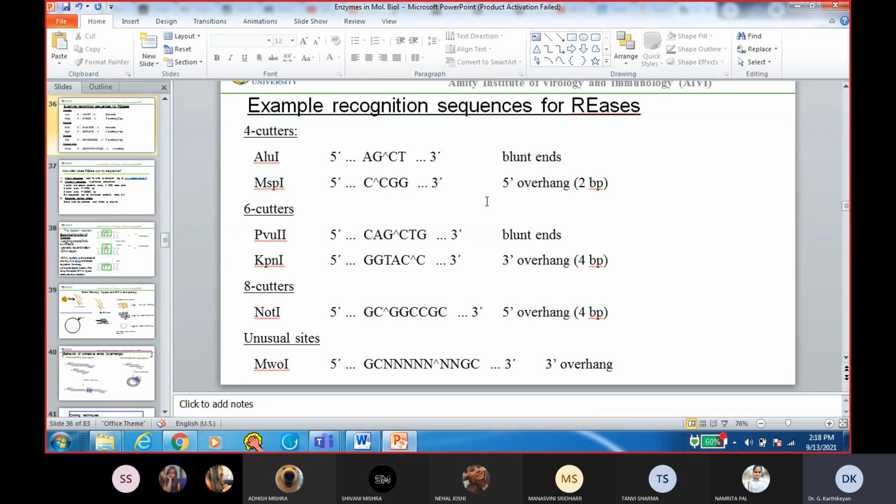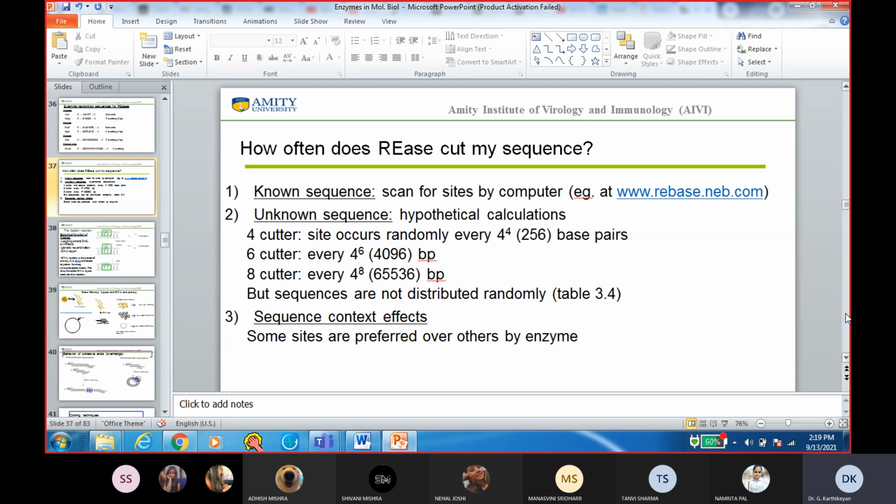And then you have certain unusual restriction enzymes which can recognize unusual combinations. For example, in this case, I've shown an enzyme called MwoI, which recognizes GC followed by GC at the end, and in between you can have any nucleotide. N means any one of the four. So it can recognize a broad range of sequences.